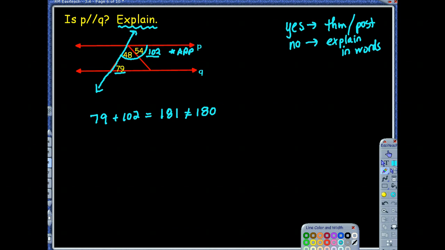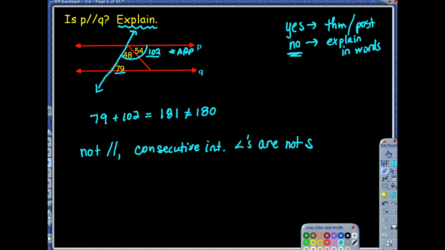They're close. So are these parallel? We'd say no, or not parallel, however you want to say that. Now, when it's a no, we have to explain in words. So what would be a good explanation here? Could I say that because the angles are not supplementary? Which angles? Can we be specific? So maybe we could say because the consecutive interior angles. Good, I like that better. So they're not parallel because consecutive interior angles are not supplementary.